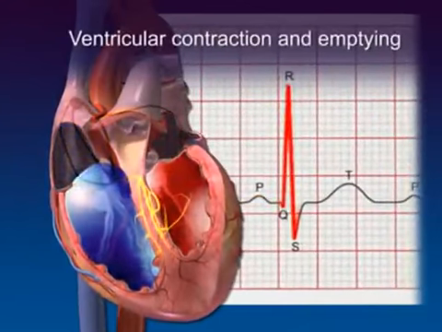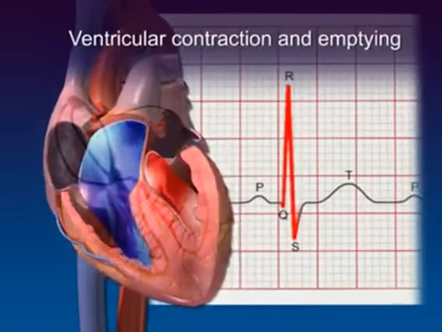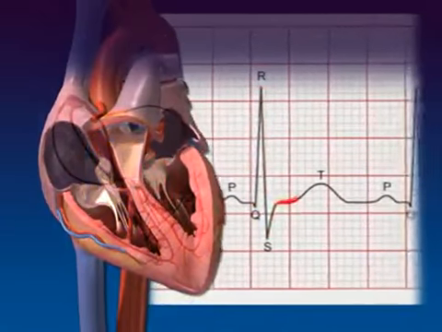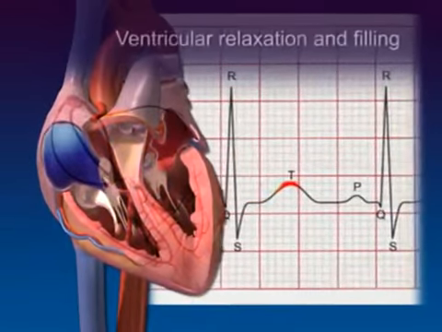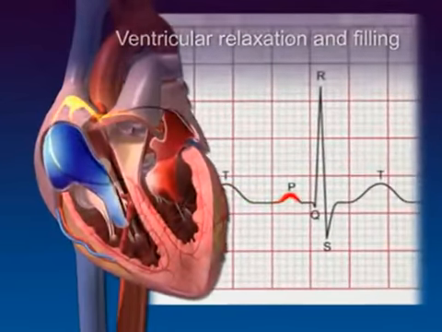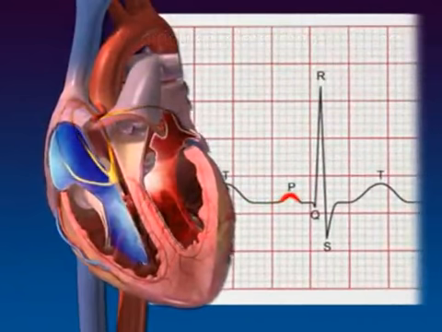The QRS complex initiates ventricular contraction, which pumps blood out of the heart. During this time, the atria repolarize and relax. The T wave initiates ventricular relaxation, during which the ventricles fill once again. One cardiac cycle is complete.